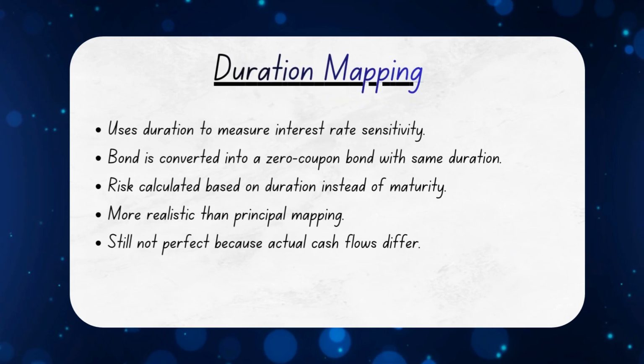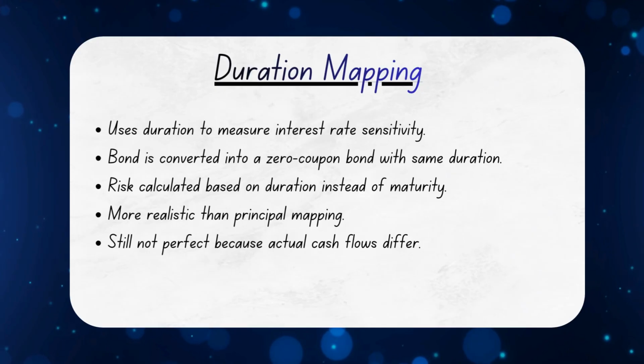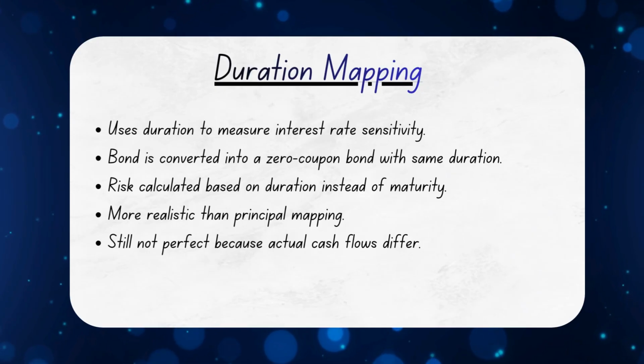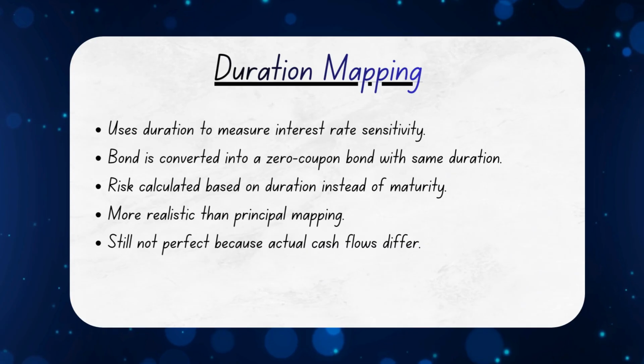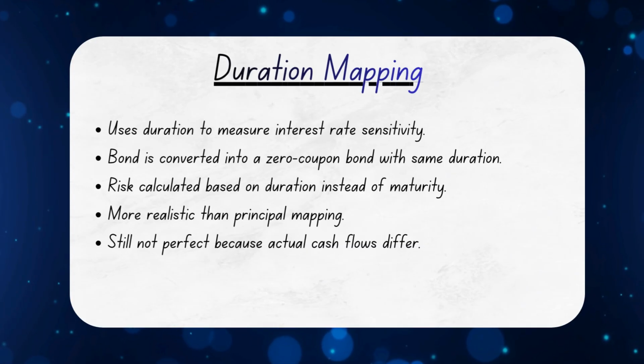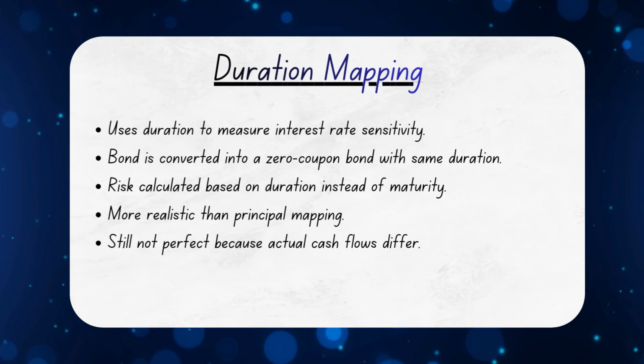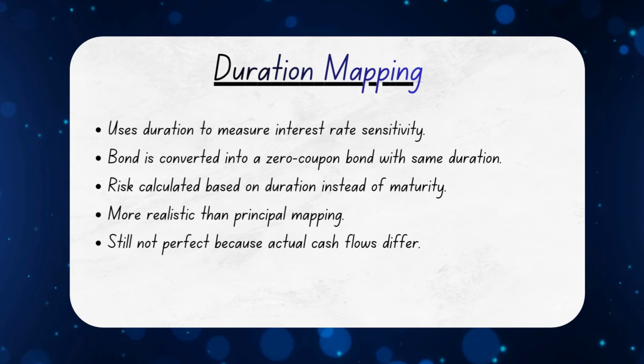Next comes duration mapping, which is a bit smarter. Instead of using maturity, we use duration, which tells us how sensitive the bond price is to interest rate changes. We replace the bond with an imaginary zero coupon bond that has the same duration. It's like saying, I don't care about the exact cash flows. I just want something that reacts the same way to interest rate changes. This gives better risk measurement than principal mapping, but it's still an approximation because we're not using the actual cash flows.